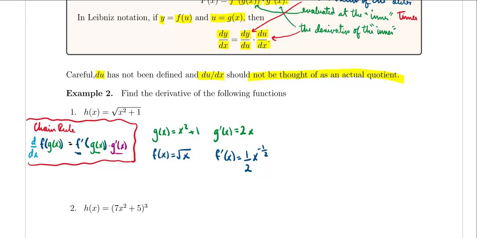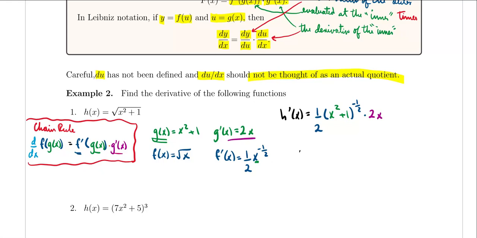So I'm going to plug them into the chain rule, and my answer is going to be h prime of x is equal to the derivative of the outer, so it's going to be 1/2 times x. Well, now, don't forget though, it's the derivative of the outer evaluated at the inner, evaluated here at g of x. So rather than plugging in an x, we're plugging in the g of x, which is x squared plus 1 raised to the negative 1/2 power times the derivative of the inside, which is the derivative of g, which is 2x.